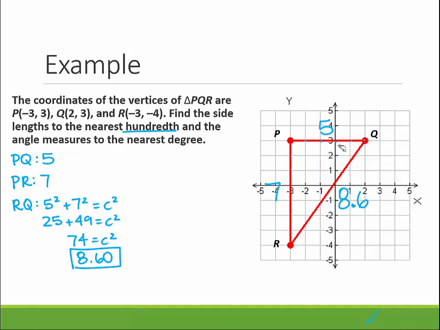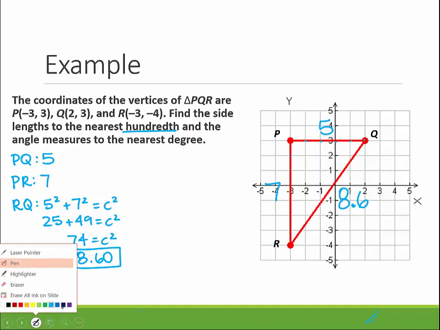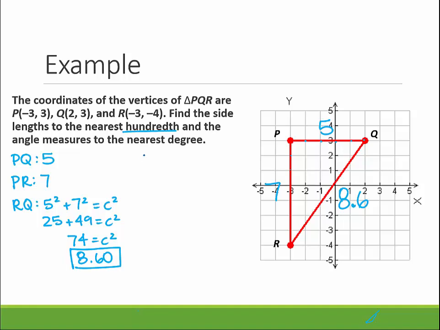So the first one that I'm looking at is this angle P here. And because of what we know about slopes, I know the angle P has to be 90 degrees. That's because PQ is perpendicular to PR. We can prove that the slope here is 0, the slope here is undefined. So you know horizontal and vertical lines are always perpendicular. So that one's pretty easy.